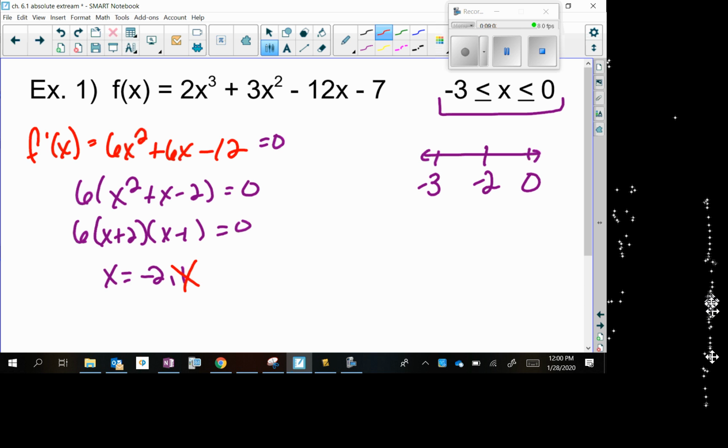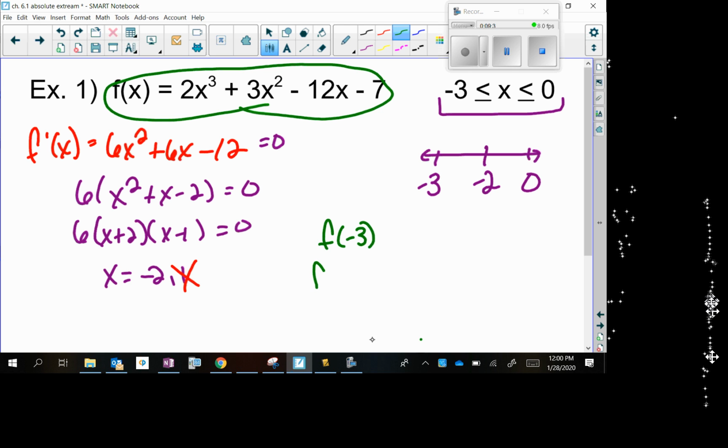Now, if we know that the absolute min and max occur at either -3, -2, or 0, again, we don't care whether it's increasing or decreasing. We just want to find out what's the maximum value it gets at these 3 points, and what's the min. So we skip all that plugging into the derivative, and we just plug into the original function. So we want to find f of -3, f of -2, and f of 0. Everybody get out your calculators and plug in those values.